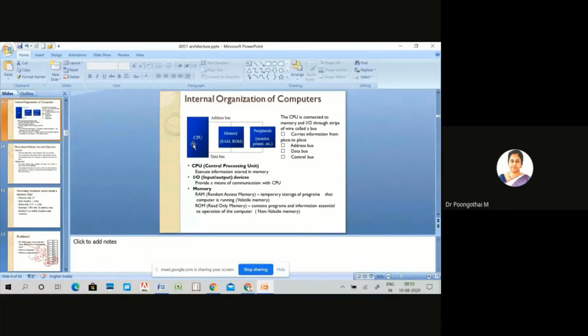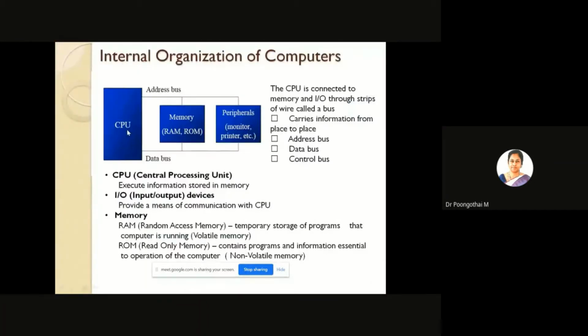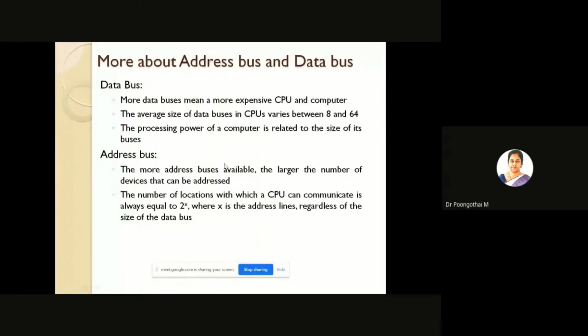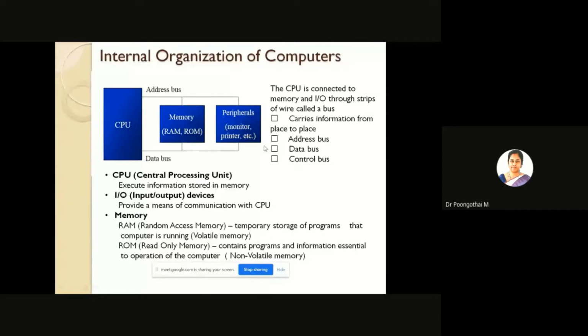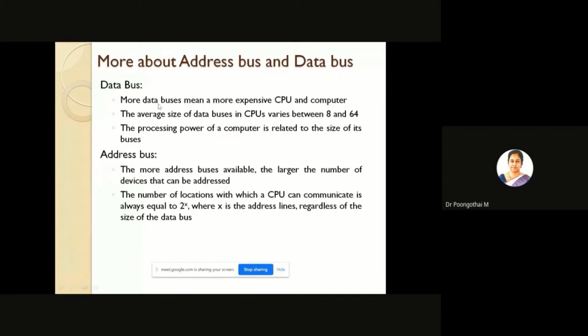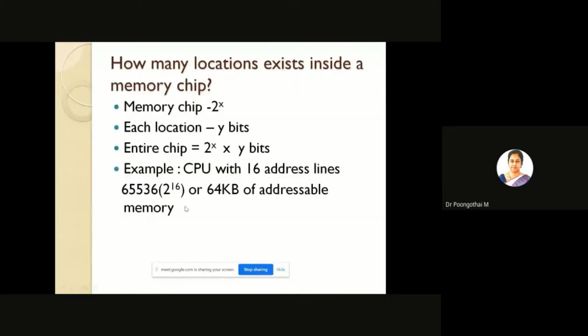There are 3 important components in terms of your architecture: CPU, memory, and peripheral. Out of these 3 buses, your address bus and data bus determine the capability of your CPU. The processing power of a computer is related to your data bus, and your address bus is mainly for addressing your memory locations. So the number of locations is equal to 2 power x, where x is the total number of address lines on the memory chip, and the entire chip contains 2 power x into y, where y is the size of your data bus.